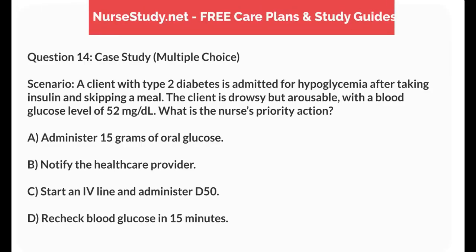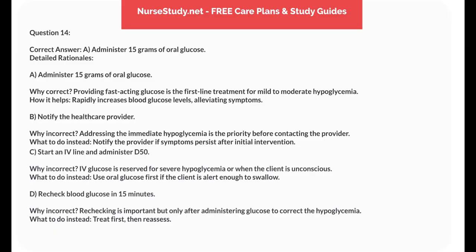Question 14, case study, multiple choice. Scenario: a client with type 2 diabetes is admitted for hypoglycemia after taking insulin and skipping a meal. The client is drowsy but arousable, with a blood glucose level of 52 mg per deciliter. What is the nurse's priority action? A. Administer 15 grams of oral glucose. B. Notify the healthcare provider. C. Start an IV line and administer D50. D. Recheck blood glucose in 15 minutes. Correct answer: A. Administer 15 grams of oral glucose.